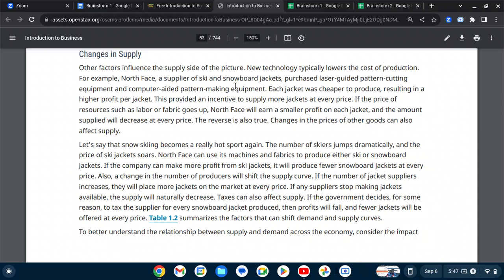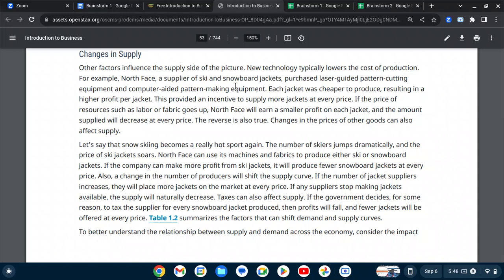If the price of resources such as labor or fabric goes up, North Face will earn a smaller profit on each jacket, and the amount supplied will decrease at every price. The reverse is also true. Changes in the prices of other goods can also affect supply. Let's say that snow skiing becomes a really hot sport again.